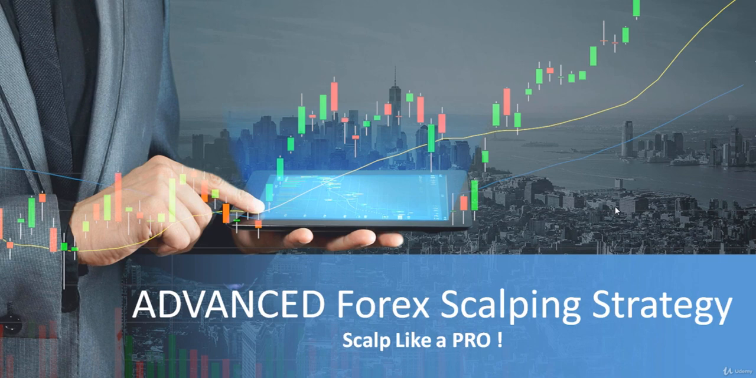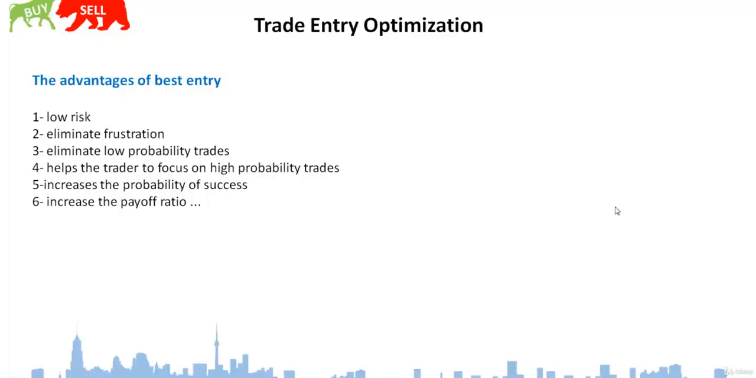Today we are going to see how to optimize your trading entry. The advantages of best entry: 1. Low risk. 2. Eliminate frustration. 3. Eliminate low probability trades. 4. Helps the trader to focus on high probability trades. 5. Increase the probability of success. 6. Increase the payoff ratio. So let's see another slide.